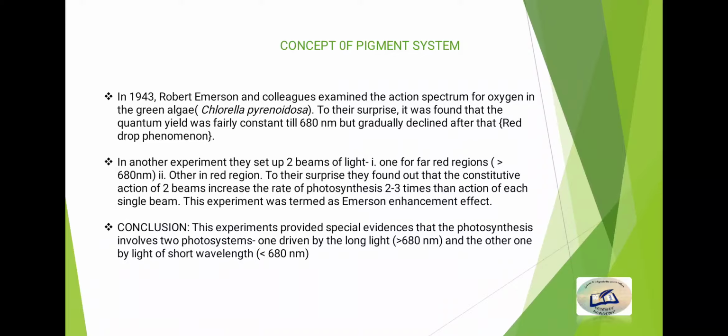Later, in some other year, they did another experiment with two sets of beams. One was in the far red region, that is, wavelength greater than 680 nanometer, and the other was in the red region, that is, wavelength equal to or lesser than 680 nanometer. They found that the combined action of the two beams increased the rate of photosynthesis 2 to 3 times more than the action of any single beam.